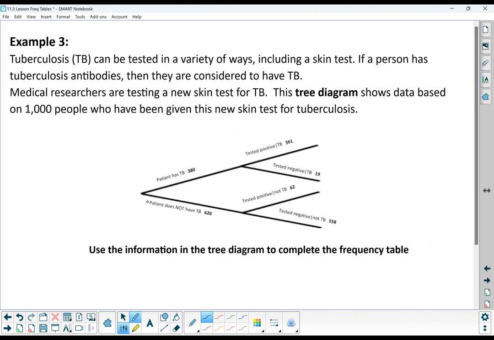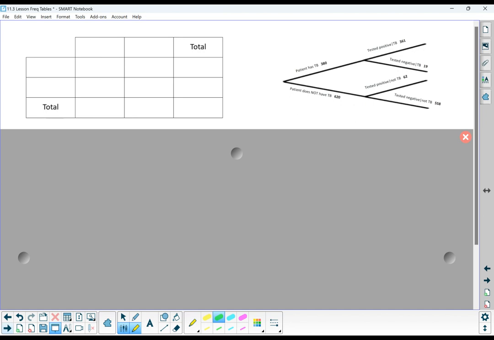This first branch of the tree is telling us that 380 of the patients have TB, 620 of them do not. And then of that group of 380, 361 tested positive and 19 tested negative. And for the other group of patients that don't have TB, 62 tested positive and 558 tested negative. So we're going to create a frequency table from this information, and then we'll use it to answer some questions.